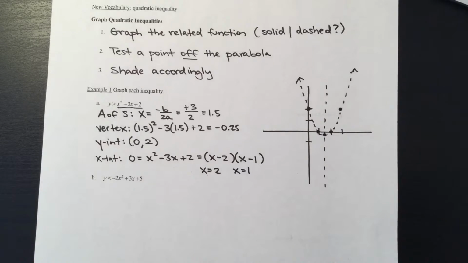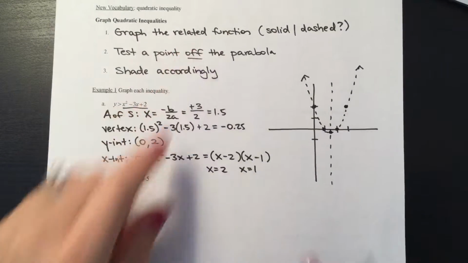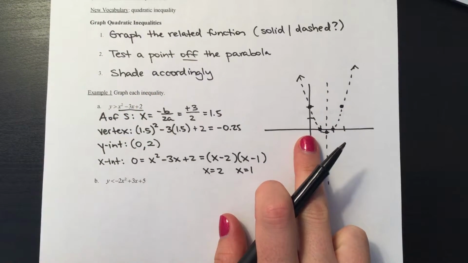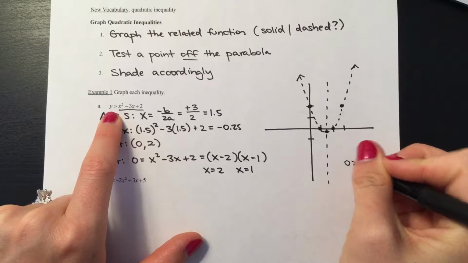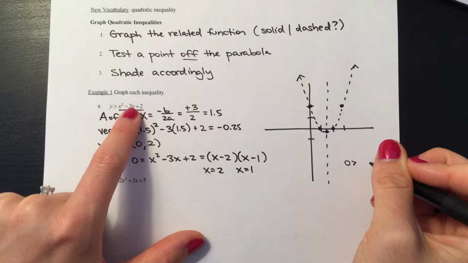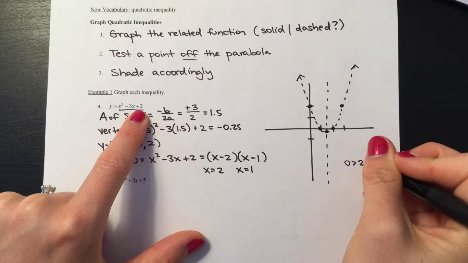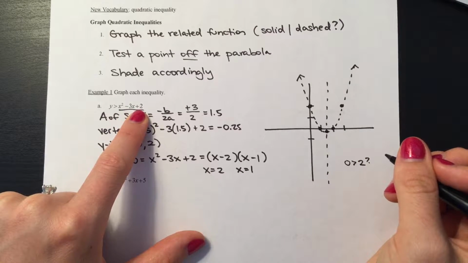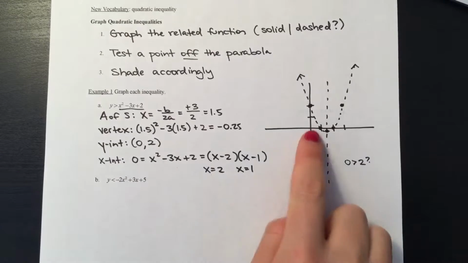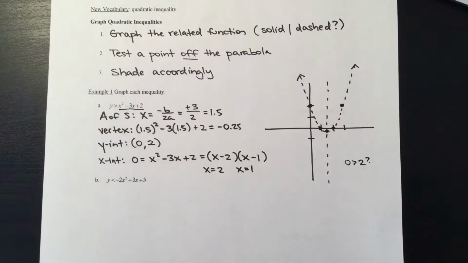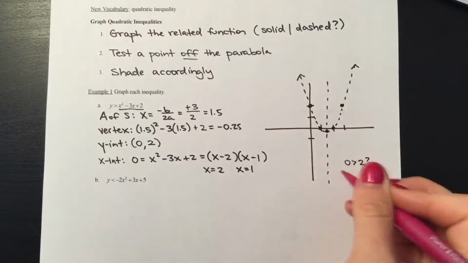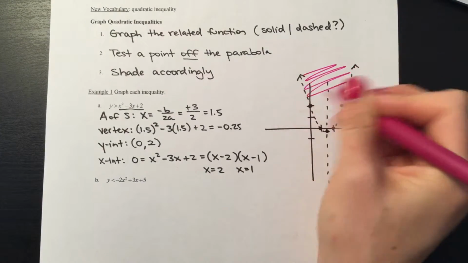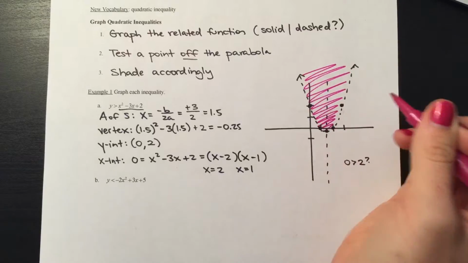And last thing we're going to do is do a test point. So pick something off the parabola. So 0, 0 is off the parabola. So let's test, is 0 greater than 0 minus 0 plus 2? So is 0 greater than 2? No, it is not. So that means that 0, 0 will not be part of the shaded region. So our last step is to shade accordingly. So since this is false, this is the part that's not shaded, which means this is the part that is.